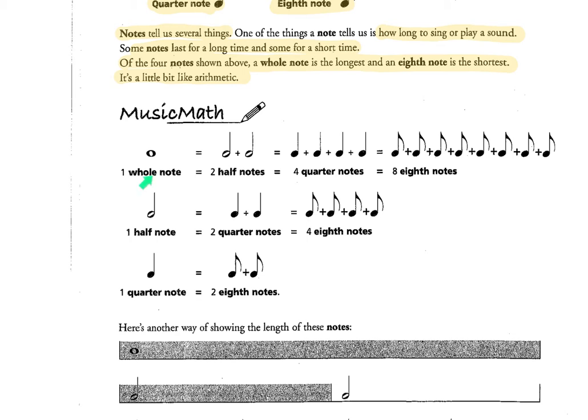You can break it into two half notes, or you can break it into four quarter notes, or you can break it into eight eighth notes. So you can take a whole note, break it in half. You can break those in half and break those in half. Now, a half note is just two quarter notes or four eighth notes, and a quarter note is two eighth notes.